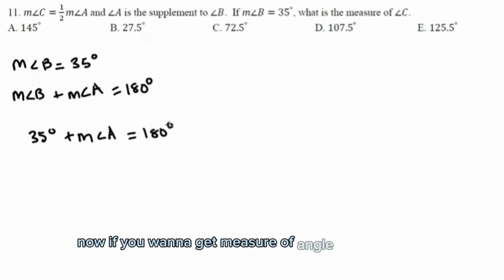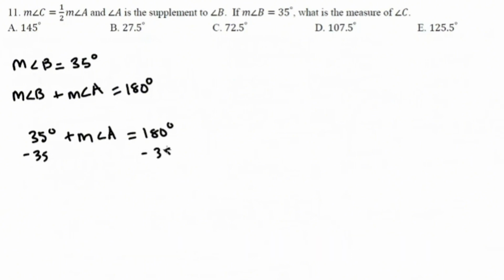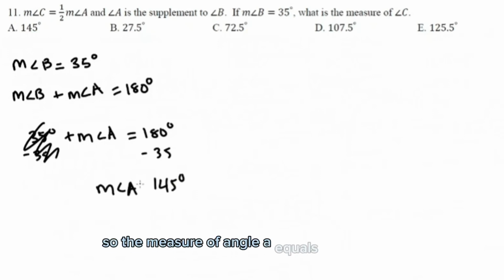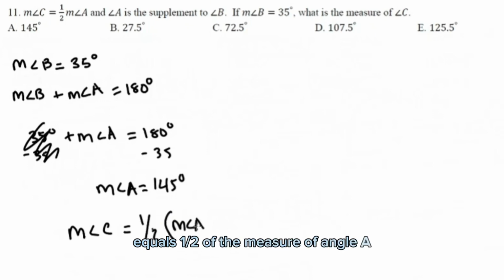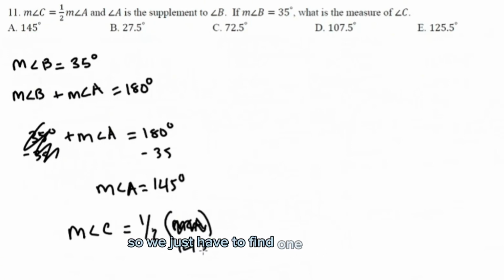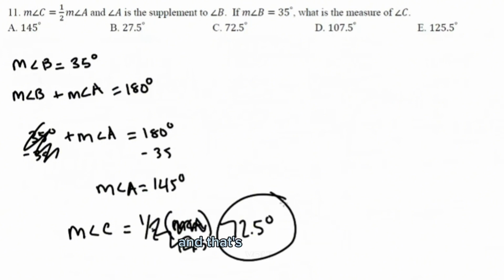Now if we want to get measure of angle A just by itself, we have to subtract 35 from both sides. So this cancels out over here, and now it's 180 minus 35, which is just 145. So the measure of angle A equals 145 degrees. Now the measure of angle C equals 1/2 of the measure of angle A. The measure of angle A is 145 degrees. So we just have to find 1/2 of that, which is 72.5 degrees. And that's your answer.